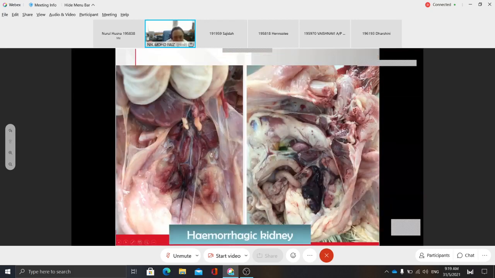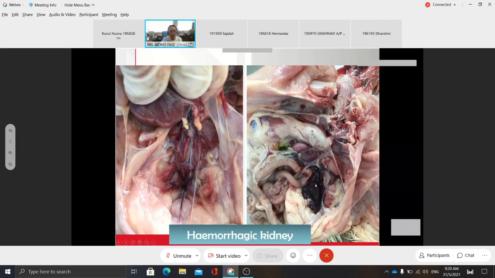And then they'll say hemorrhagic kidney. This one is not so severe. There's some hemorrhages here. It's swollen and congested. But this is how they look like. It's like a clump of blood. Blood clots on the kidney.